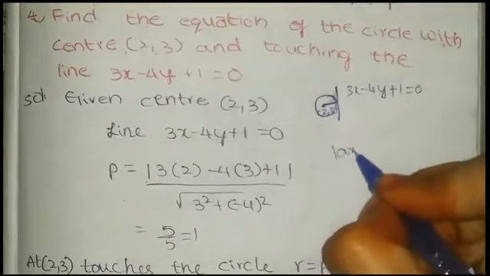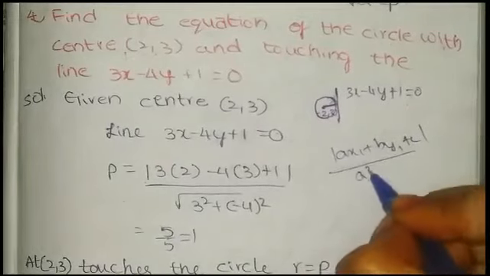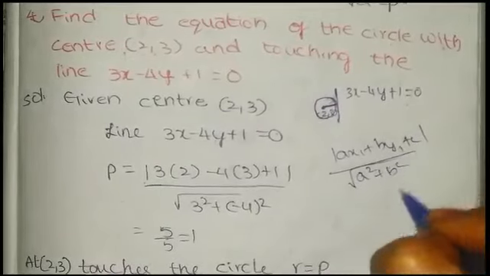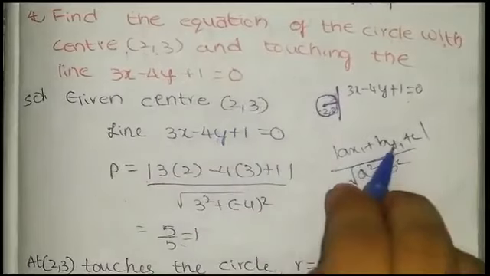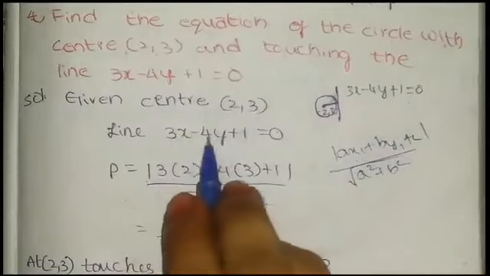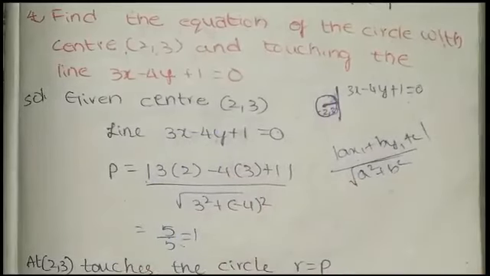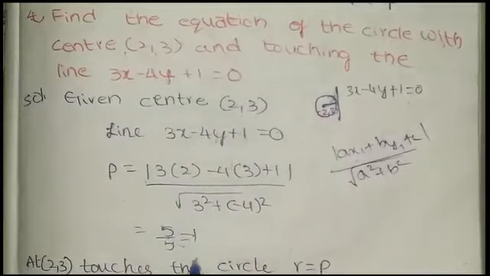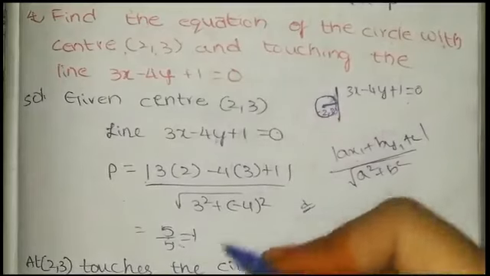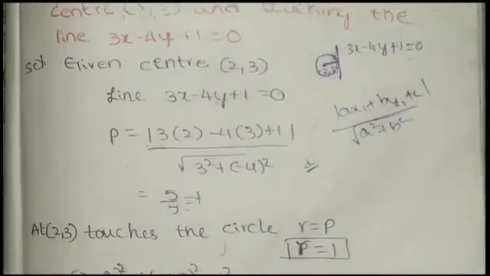Perpendicular distance formula: (ax1 plus by1 plus c) divided by root over a square plus b square. So take this line and substitute (2, 3) in place of (x, y). A and b are the coefficients of x and y, that is 3 and 4. Substitute them. So we will get p equal to 1. Now p is nothing but the distance d, the distance from the center to the tangent line.